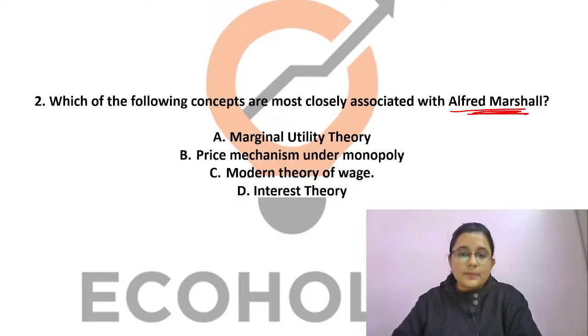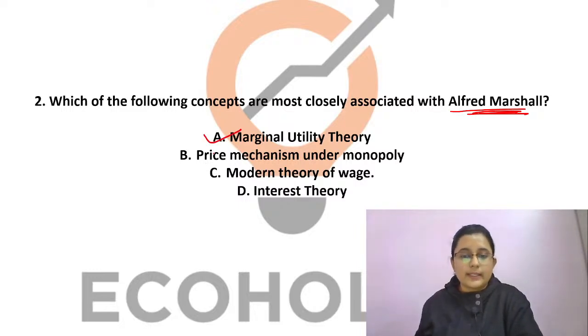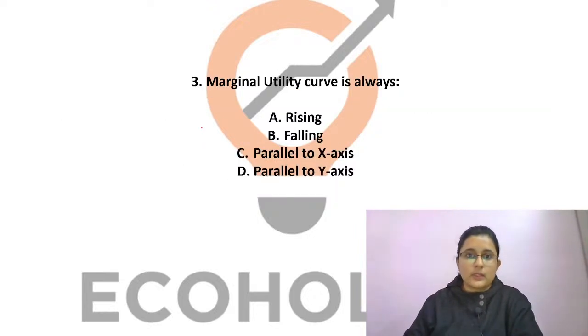So the concept that is most closely associated with Alfred Marshall is actually the marginal utility theory. Marginal utility theory was given by Sir Alfred Marshall, where he talked about the demand curve as well. So marginal utility theory is the right answer to this question.